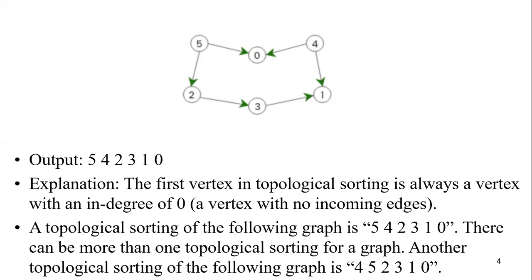Here the output is 5, 4, 2, 3, 1 and 0. Each time a vertex is visited, we remove that vertex and place it in the sorted array. Like that, we remove one vertex after the other and get the topological sorted array. Each time we consider the vertex which has in degree 0, remove it and place it in the sorted array. So the order goes like this: 5, 4, 2, 3, 1 and 0.